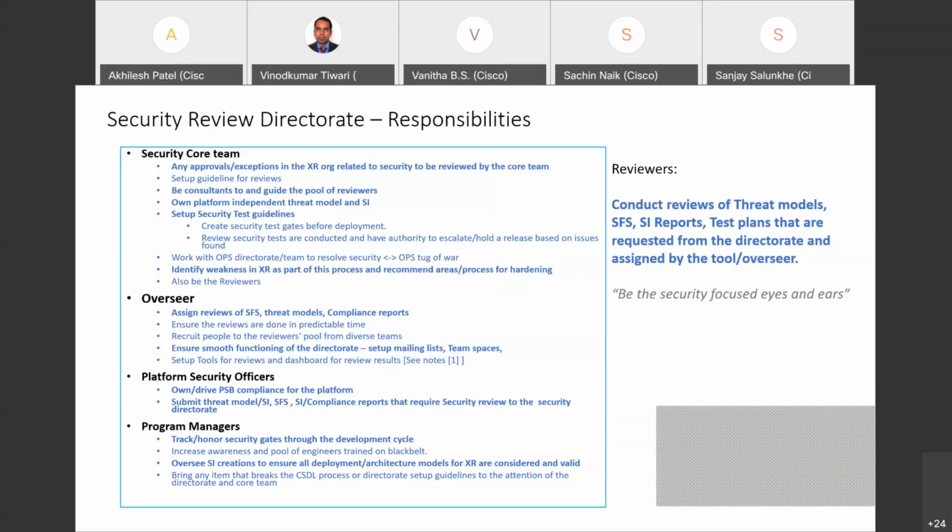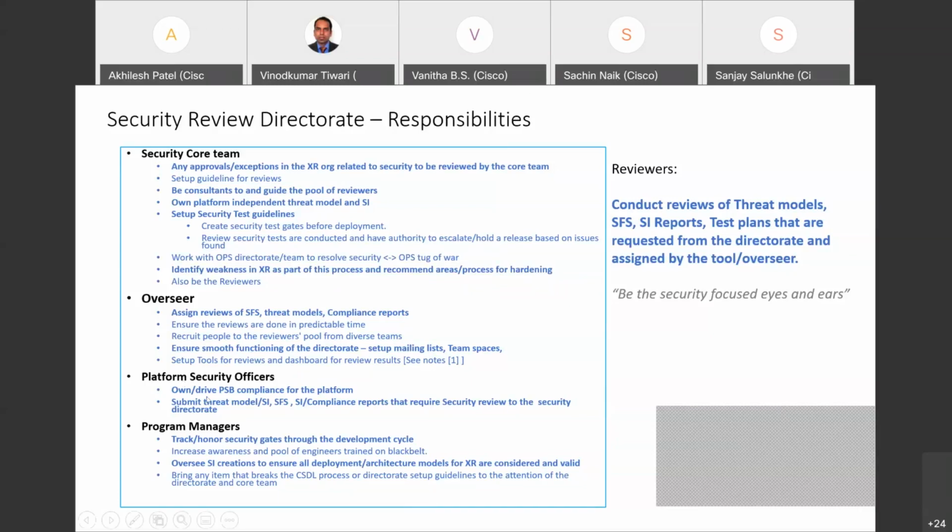Overseer has the directors and the managers as part of it, and we have to ensure that reviews are assigned, and threat models and compliance reports are coming on time. Any blockages, which we can unblock for the teams to ensure this is achievable, have to be handled by the overseers. Smooth functioning of the directorate, setting up the means for it through WebEx teams or mailing lists, and working with them on the technical aspect is what overseers have to help on.